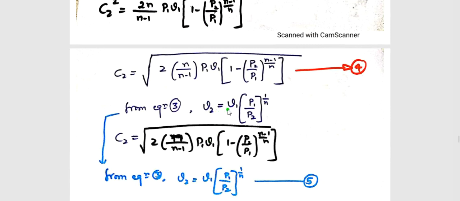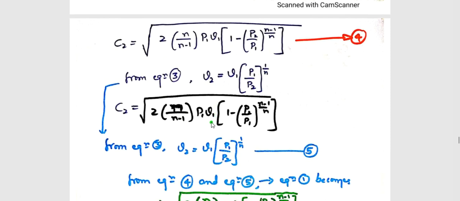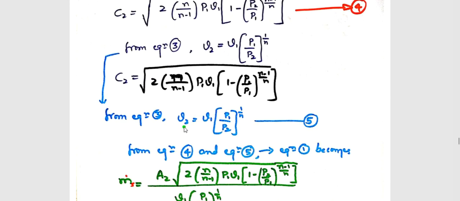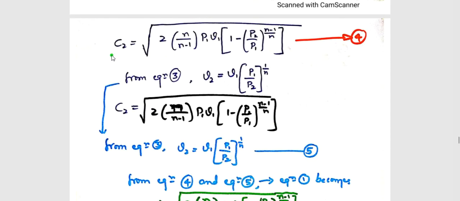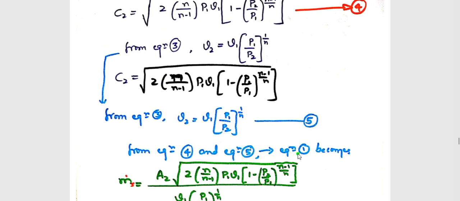V2 is equal to V1 (P1 by P2) whole to the power of 1 by n. So this specific volume value at exit I will substitute in equation number 3. So from equation number 3, this equation again I have written one more time. Equation number 4 is the expression for velocity at exit of the nozzle, and equation number 5 is specific volume of steam at exit of the nozzle. Both these expressions you substitute in equation number 1.